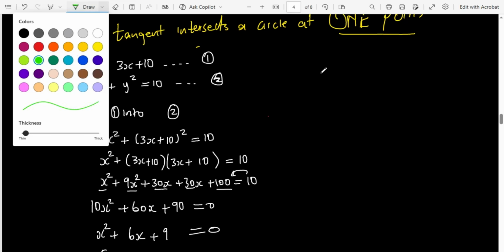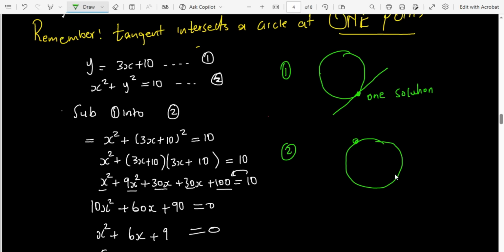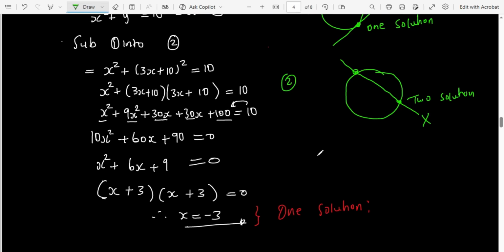So in conclusion, the first one: when we talk about one solution, it's where we have the graph, right? So you can see that this one is one solution, okay? And then if I have something like this, and this is a straight line, you see, it touches the graph at 2 points, so this will be two solutions. So this one is not a tangent if we get two solutions.